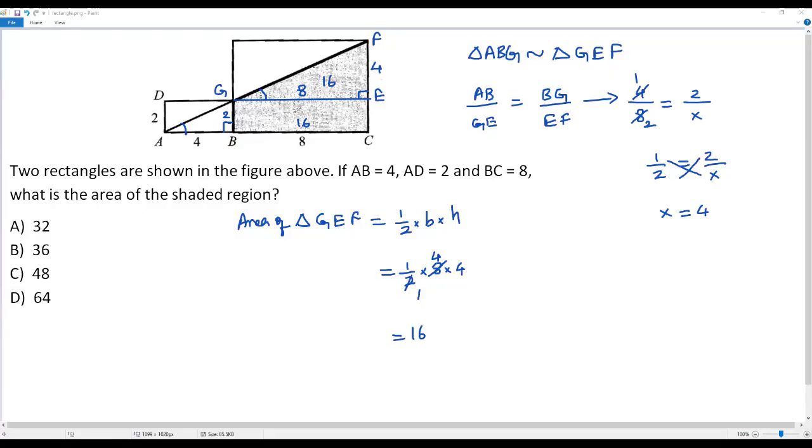Already we got the area of this rectangle in the shaded region, that is also 16. So to get the total area of this shaded region, we have to add the area of this rectangle and the area of this right triangle. That is 16 plus 16, which is equal to 32. The area of the shaded region is 32. We find 32 in answer choice A. The correct answer choice for this question is A.